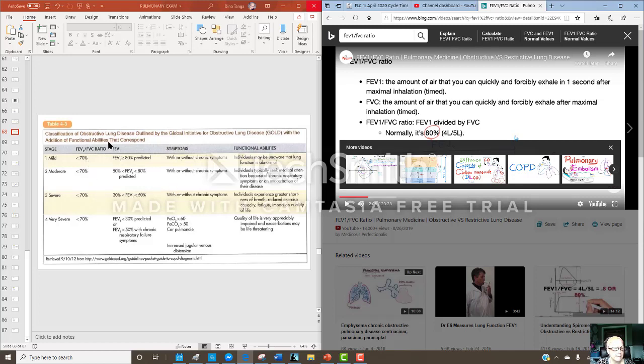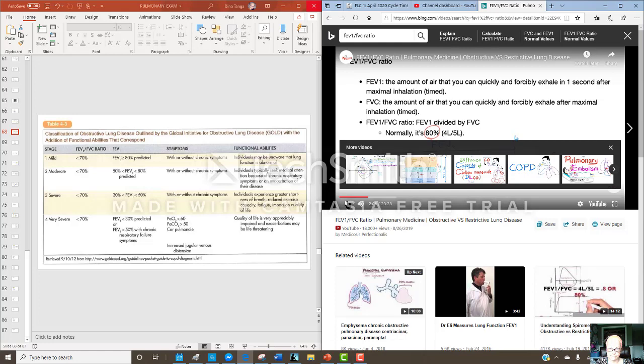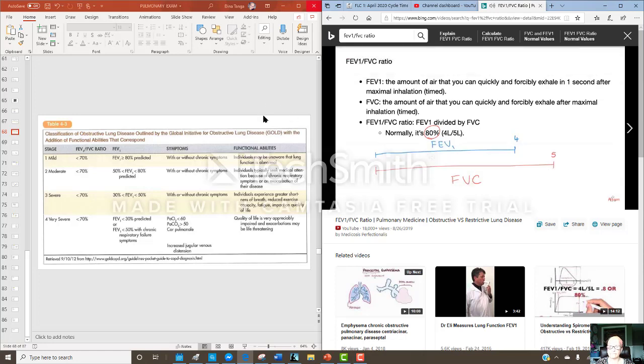So now we need to know what this column means, FEV1. We'll see if this video tells us that. So normally, FEV1 to FVC ratio equals 80%.